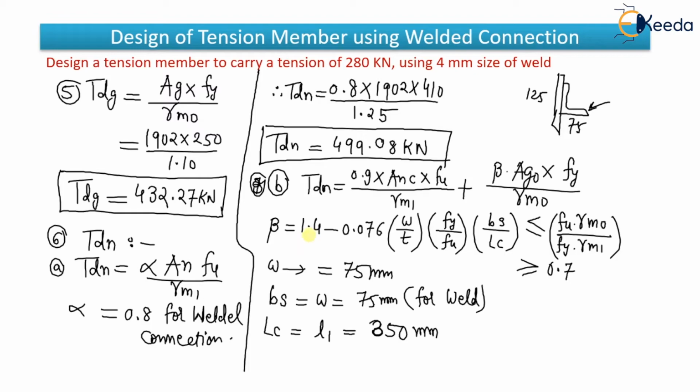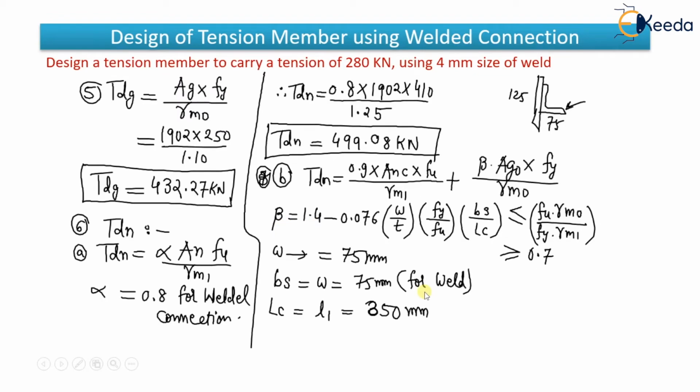Let's find out the value of beta then. Okay. So the value of beta will be like this. Beta is equal to 1.4 minus 0.076 W. W is how much? It is 75. Here it is. Divided by, no, thickness was how much? We have used 125 by 75 by 10. Okay, so thickness will be 10.